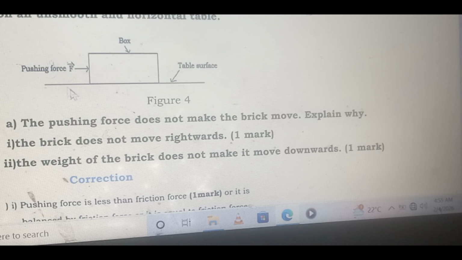This question comes from the National Examination of 2024, the National Examination of 2018 and the National Examination of 2025. This question comes from the unit called friction. Make sure that before the national examination you cover and understand the topic called friction force.